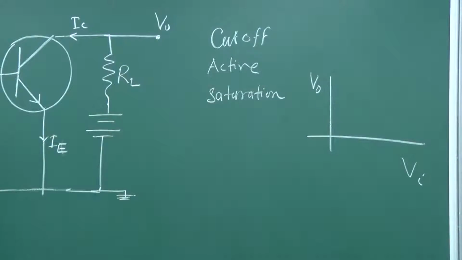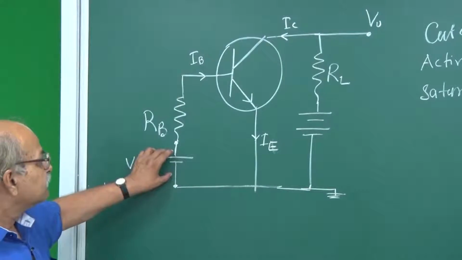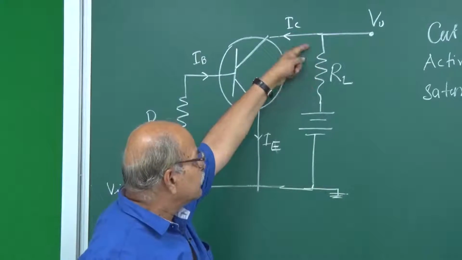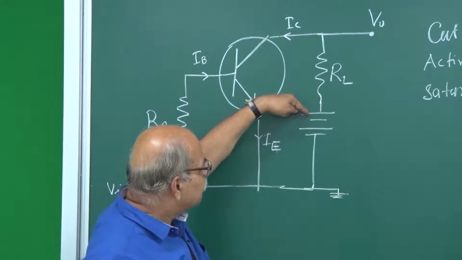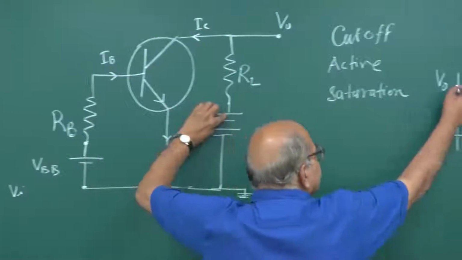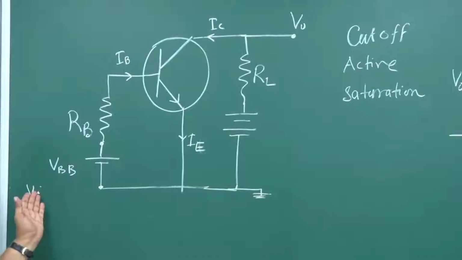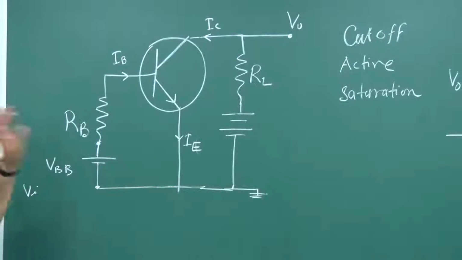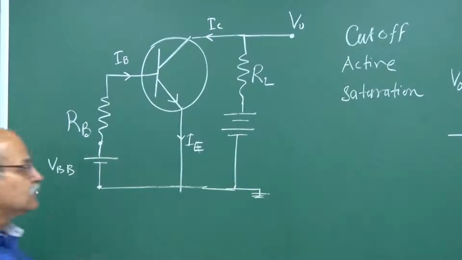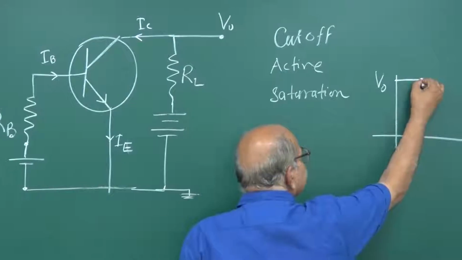what happens? If this VI is very small, you are in cutoff region, and if you are in cutoff region, this IC is 0. If IC is 0, no drop on this RL, and therefore, whatever voltage is here, same will be voltage here. So, this battery voltage, that will appear as this output voltage. And if you increase it slightly little bit, it is still not forward biased with sufficient strength, and it remains in cutoff region. So, you increase this VI, and initially this will remain at V0.